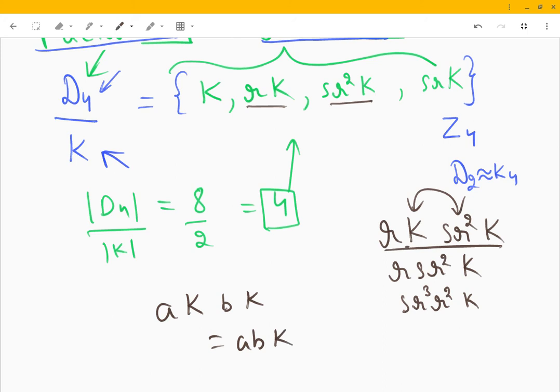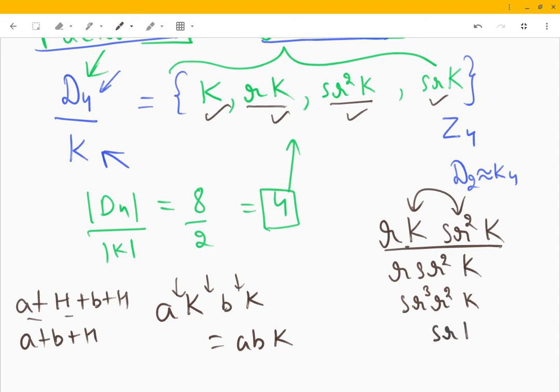And if it is addition, like A plus H plus B plus H, it just becomes A plus B plus H. It's all about the operation: addition, composition, multiplication, anything. That is how these elements operate. These still are cosets, and this is how cosets operate. So Sr cube R square, R cube R square is R5, which is R, so this is again Srk. So what just happened?